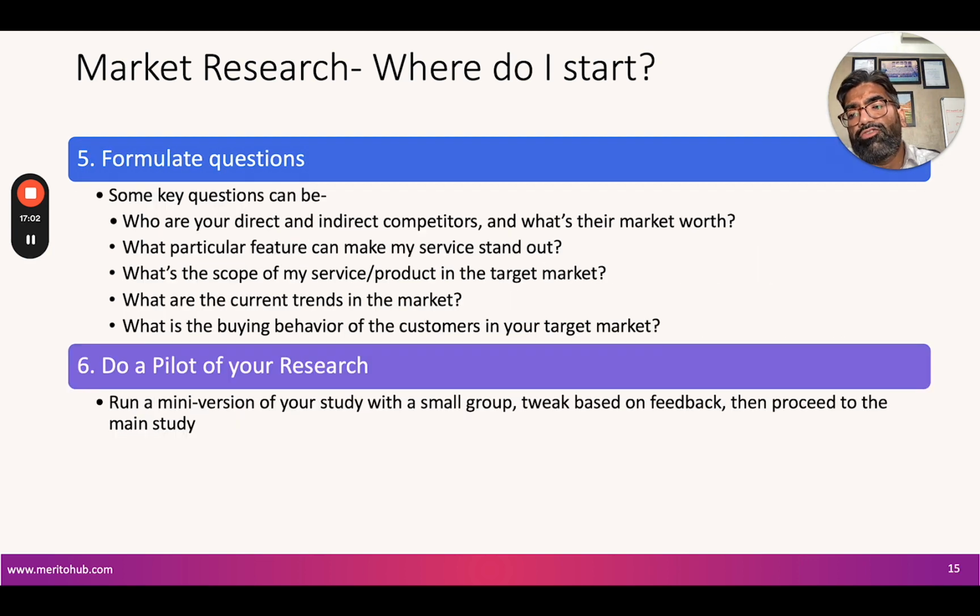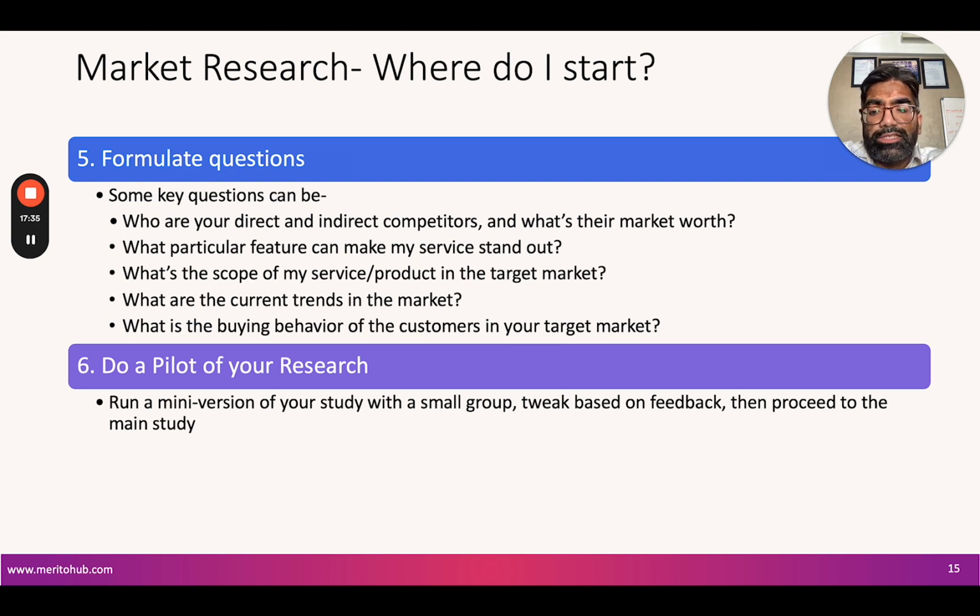Then formulate questions, very important, based on what you are going for, a primary research which is qualitative or quantitative. Then these are the questions you should think of. Who are the direct and indirect customers? What's their market worth? What particular feature can make your service stand out? And you can ask this question, right? If customers are looking to buy from Kirana shops, what are their preferences, or what features, like maybe delivery at their doorstep, is something they would value more?